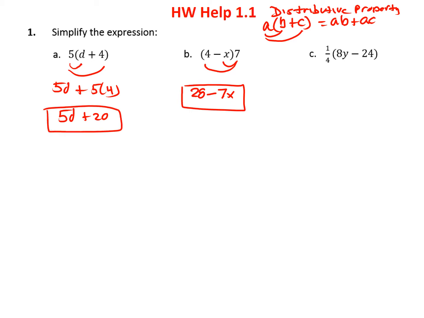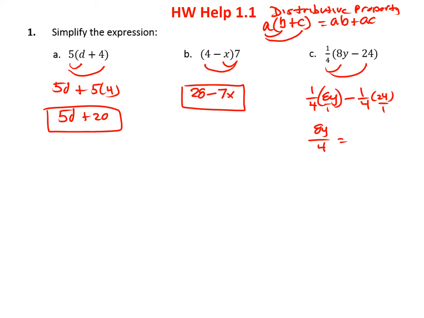Not too bad. Number C, 1/4 times 8y minus 1/4 times 24. If I want to make this into a fraction, I want to put these together. Remember, this 8y could be 8y over 1. Multiply the numerators, you get 8y. Multiply the denominators, over 4.